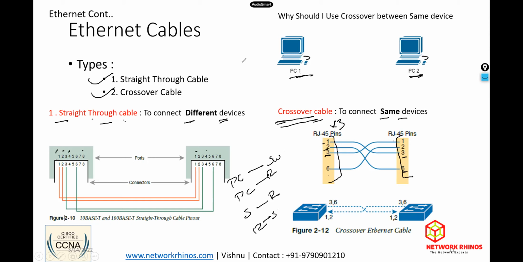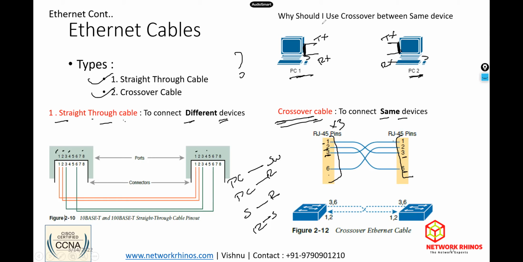Let's understand why it is like that. Imagine I have PC1 and it has something called a network interface card, a NIC card. There are 2 pins. Imagine I have a transmission pin, TX, and second is a receiving pin, RX. Using the transmission pin, I send traffic. Using the receiving pin, I receive traffic.